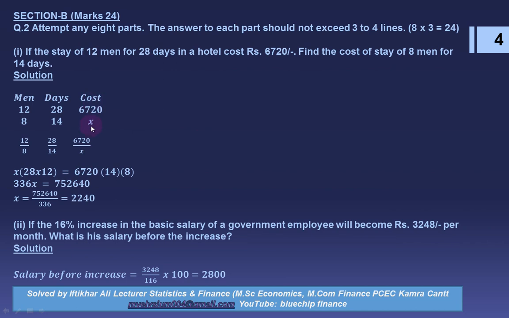So we take variable cost at the extreme right side. After that, just put the data. If the stay of 12 men, 28 days, cost 6720, find the cost which is missing, x, of 8 men for 14 days.